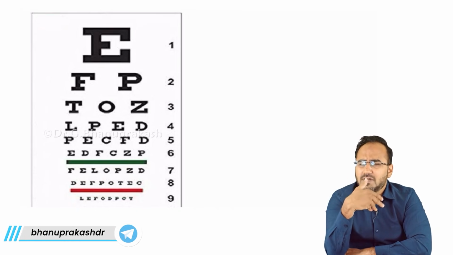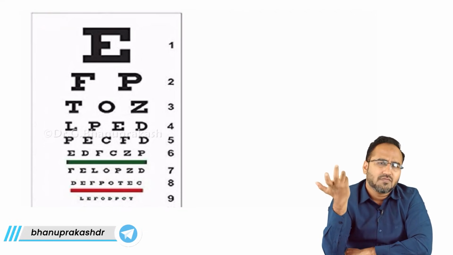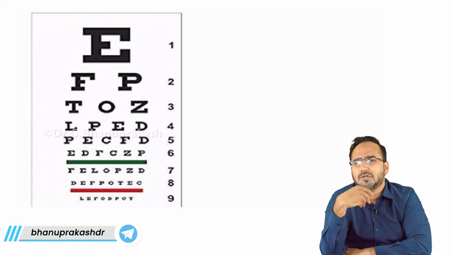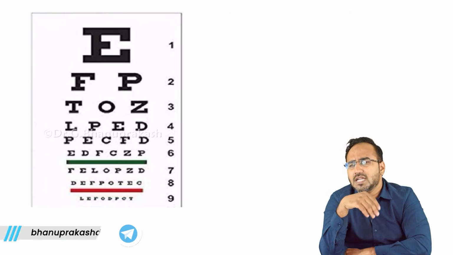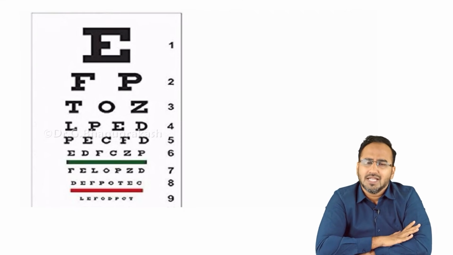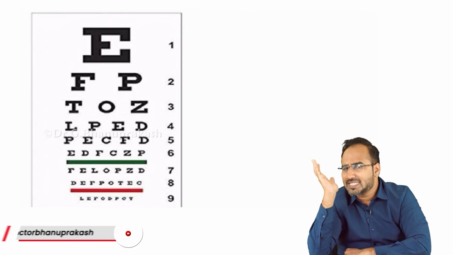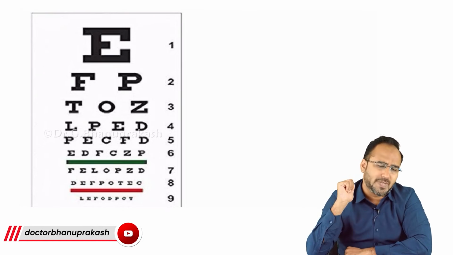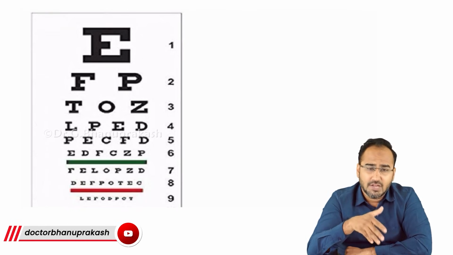There is a distance between the chart and the child. What is the distance at which the child should be sitting in front of the chart? 6 meters. The child should be sitting at 6 meters. Then the doctor will ask the child, please read the alphabets. Alphabets E, F, P and all.